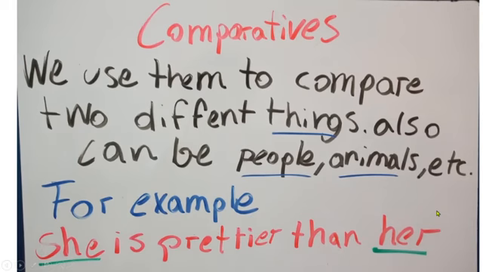Okay, today I'm going to explain how we use comparative sentences. First, we use them to compare two different things. Also, they can be people, animals, etc. For example, she's prettier than her. We have the adjective pretty in a comparative form. Prettier than her. She is the subject, her is the second subject, and don't forget, when we use comparative expressions, we always have to write than.